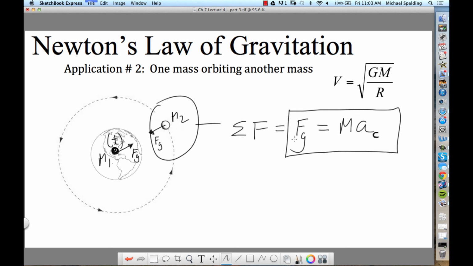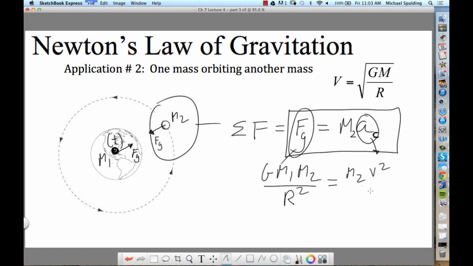So now let's plug in our equations. What's the equation for gravitational force? G m1 m2 over r squared. Oh, by the way, what's this m right here? Is that m1 or m2? m2, because we're summing the forces for m2. Okay, so this is going to be equal to m2. Now, what's the equation for centripetal acceleration? v squared over r. Okay, so what drops out now? m2 cancels, and one of the r's. And you're left with v equals the square root of G m over r.